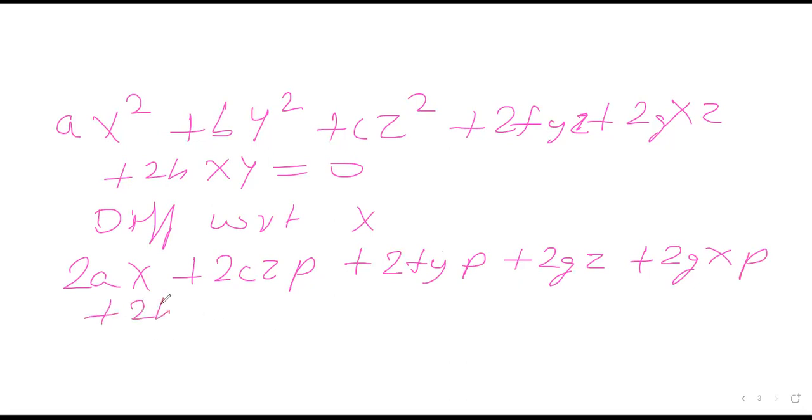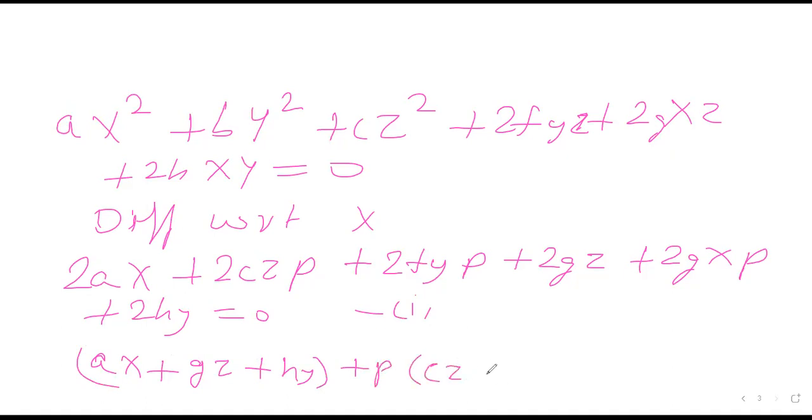And 2hy is equal to 0. This is the first equation. If you rearrange it, you can write it in the form (ax + hy + gz) + p times (cz + fy + gx) equals 0. Call this equation 1.